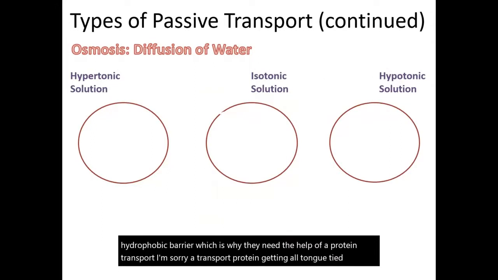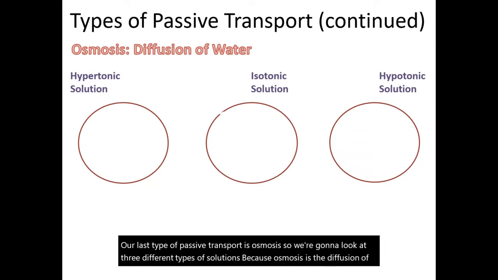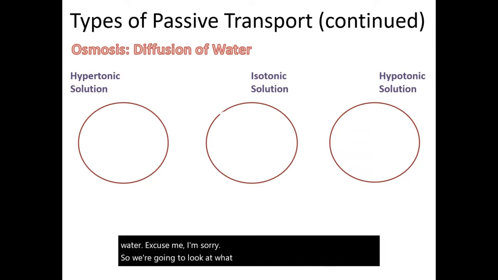All right. Our last type of passive transport is osmosis. So we're going to look at 3 different types of solutions because osmosis is the diffusion of water. So we're going to look at what happens when you put a cell into 3 different types of solutions.